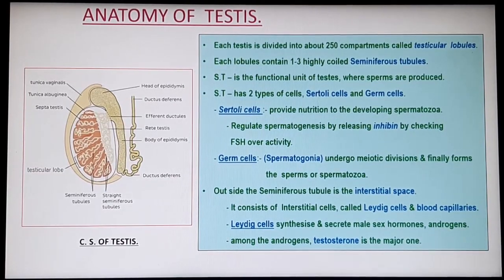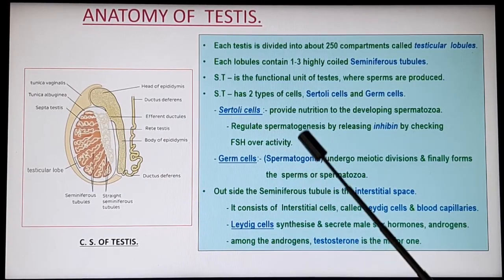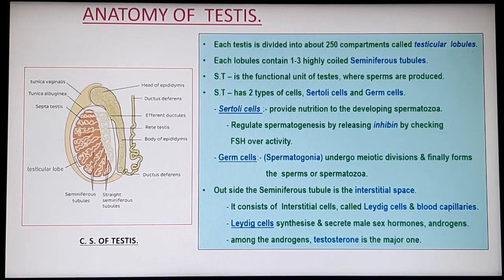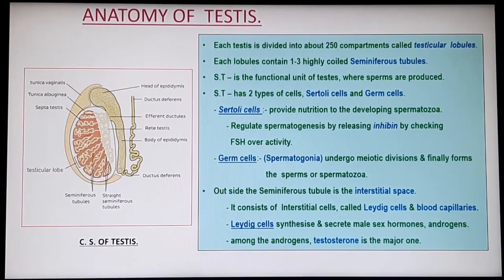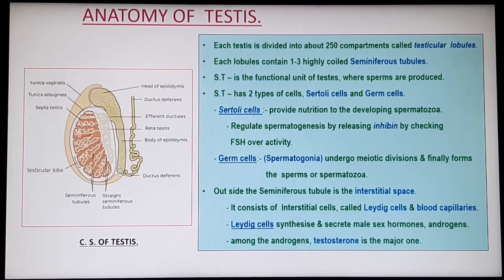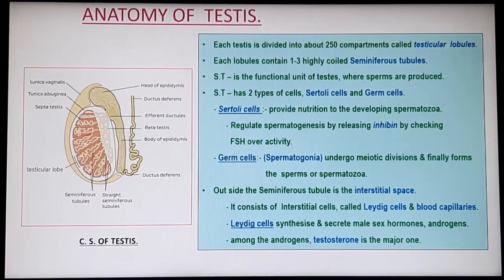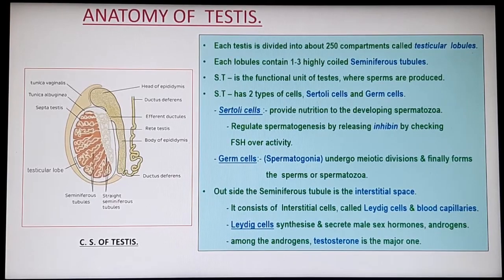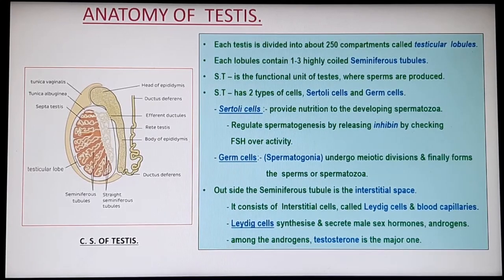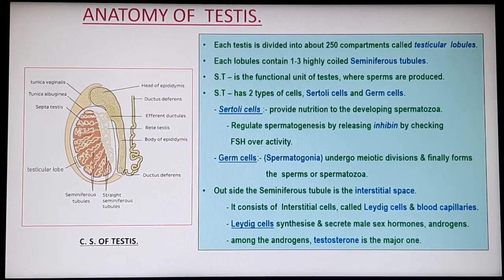Inside the seminiferous tubule, you can see two types of cells. Sertoli cells provide nutrition to the developing spermatozoa. They also regulate spermatogenesis by releasing a factor known as inhibin. Inhibin checks the overactivity of follicle stimulating hormone. So these two functions are associated with Sertoli cells: providing nutrition to the spermatozoa and releasing inhibin.